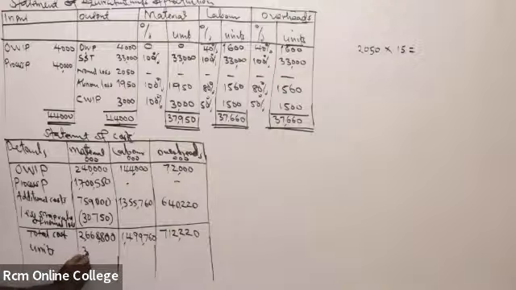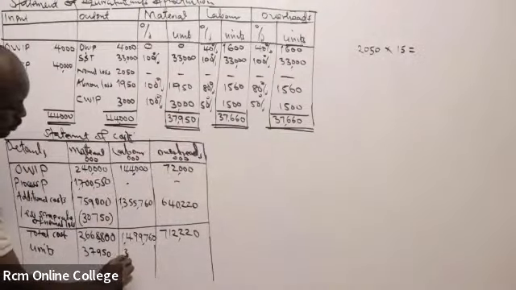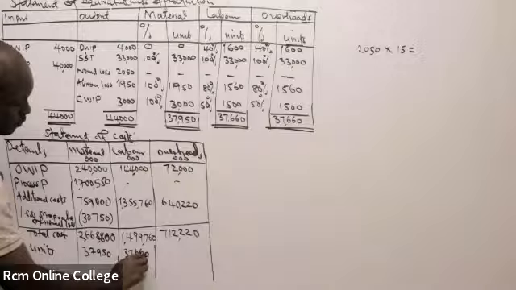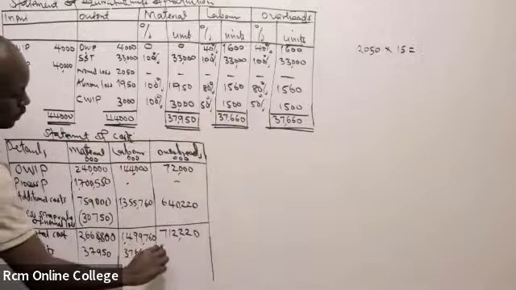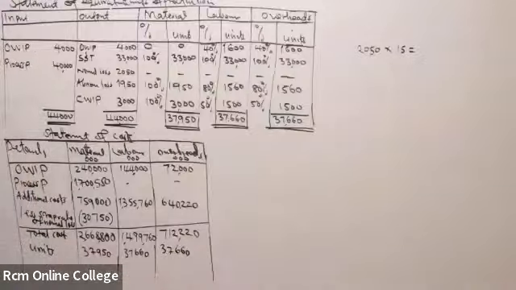So the units under material, we got 37,950. Under labor, we got 37,660. We are required to get cost per unit, right?